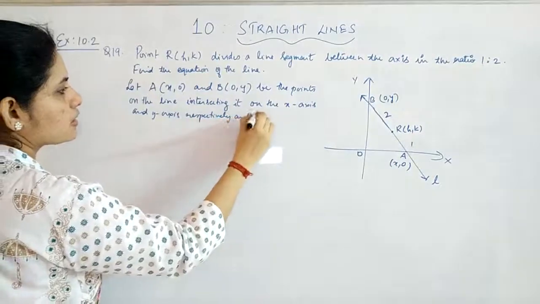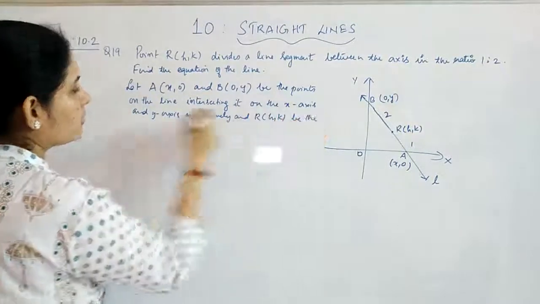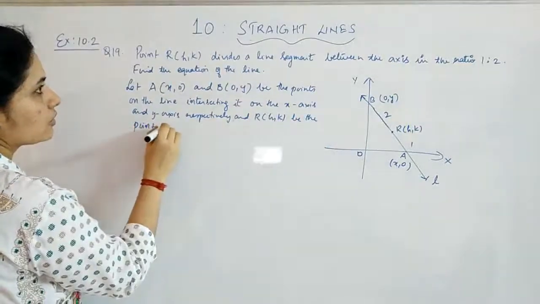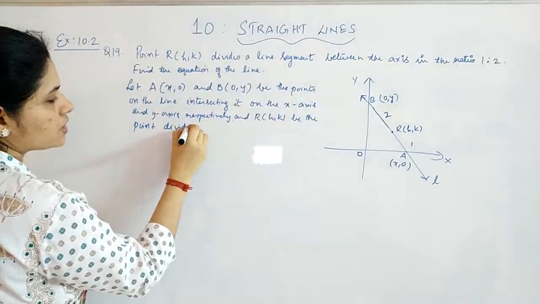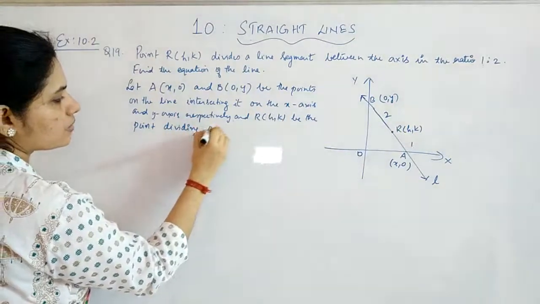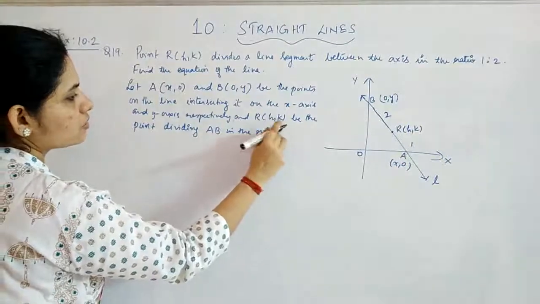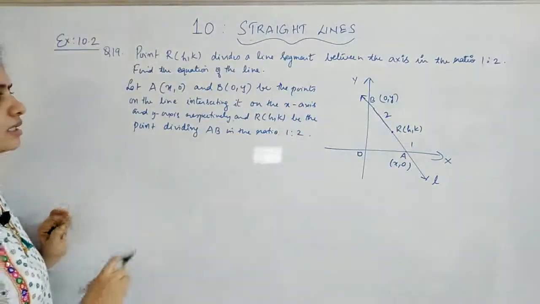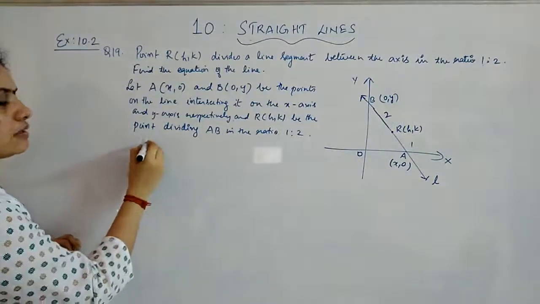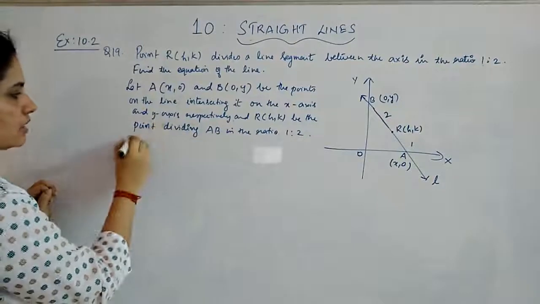And let R(h, k) be the point which divides the line segment AB in the ratio 1:2. So this is given in the question. Now what we are doing is we are using the section formula to get the values of h and k.